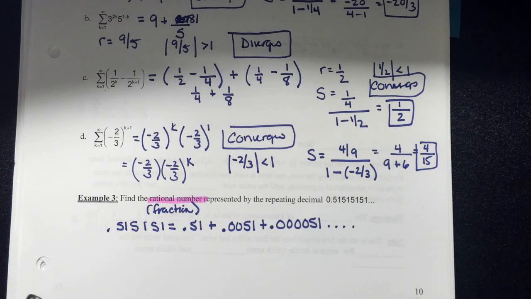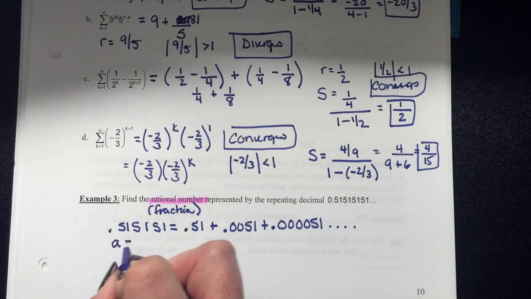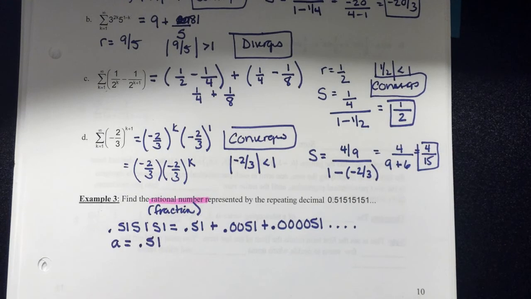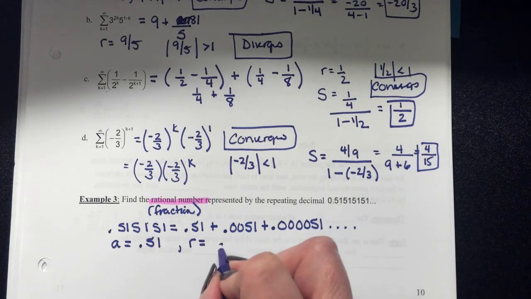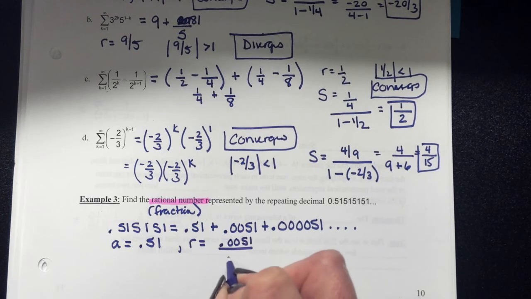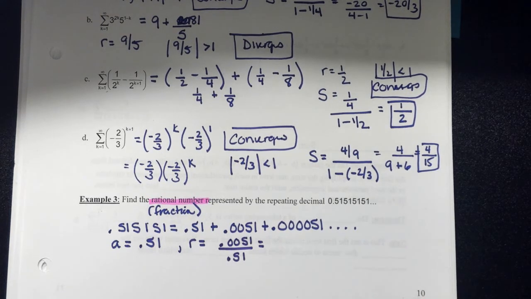So now, being this particular geometric series, I know my first term is 0.51. The question is, what is my common ratio? I know I can take a term and divide it by its previous term to help me find the common ratio. So I can take 0.0051 and divide it by 0.51. So when I divide 0.0051 by 0.51, what's that going to divide out to be? That's going to give me a common ratio of 0.01.